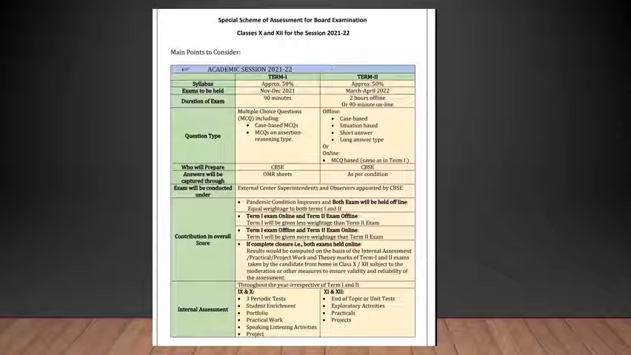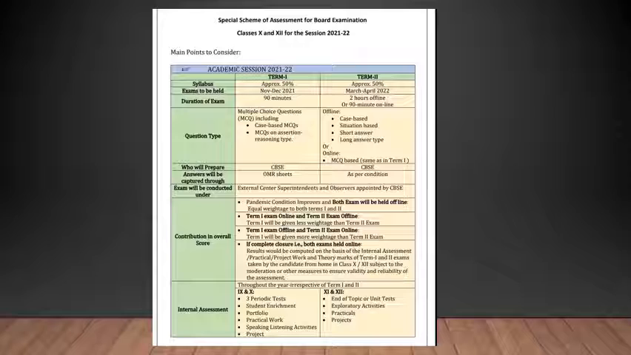The duration of the term 1 ending exam will be 90 minutes, whereas term 2 will be 2 hours offline if it's a written exam. But if it's online, then it's going to be 90 minutes. Question type. Remember that the examination will be held in the school itself for 90 minutes. So what are the question types?